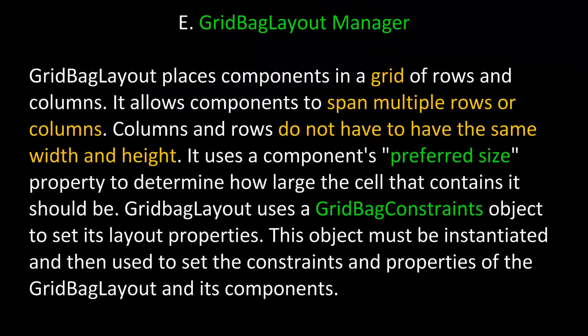The next layout manager we'll examine is GridBagLayout. Like its predecessor, GridLayout, it arranges components in cells, but it also has some enhanced capabilities. GridBagLayout places components in a grid of rows and columns. It allows components to span multiple rows or columns. Columns and rows do not have to be the same width and height. It uses a component's preferred size property to determine how large the cell that contains it should be. GridBagLayout uses a GridBagConstraints object to set its layout properties. This object must be instantiated and then used to set the constraints and properties of the GridBagLayout and its components.